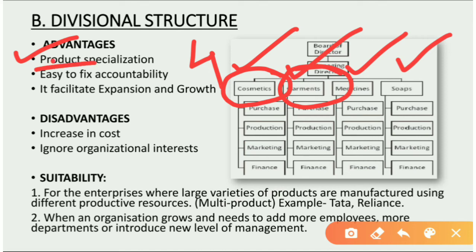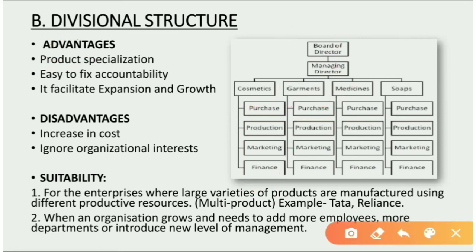They are producing more than one product and they are focusing on the product. All the activities related to one type of product are grouped under one department. They have made this department. Cosmetic products have been grouped under one department. Now the next is easy to fix accountability.